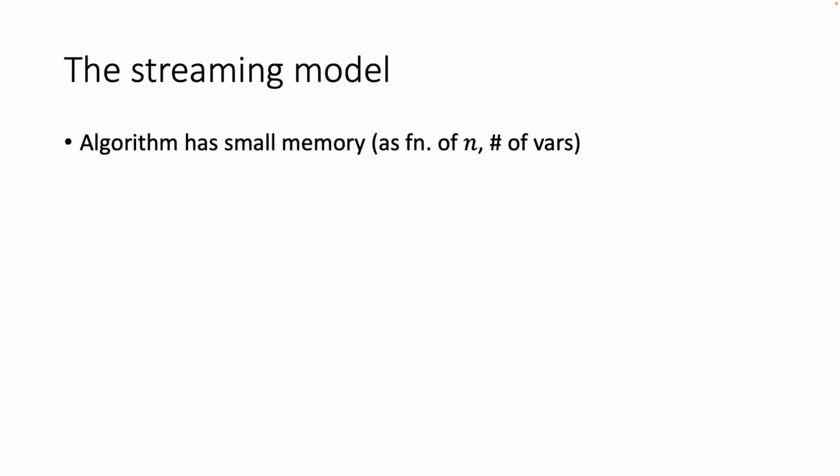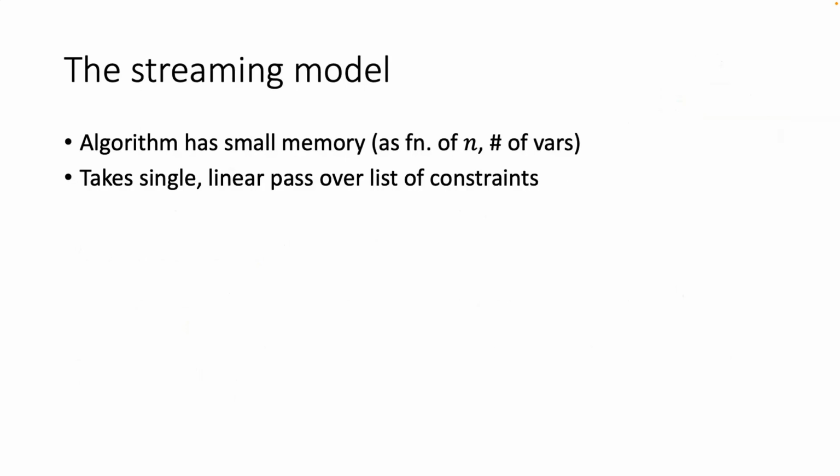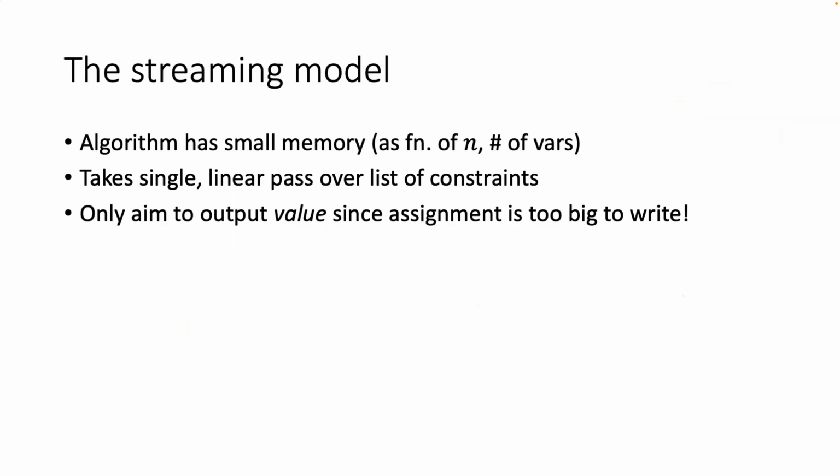In particular, we're going to consider a model where the algorithm that's trying to estimate the value of a CSP instance has really small memory, small relative to the number of variables in the instance, for example, and takes only a single pass over the list of all the constraints. It's important to note that in this setting, if the amount of space that you have is much smaller than the number of variables, you can't even hope to remember an entire assignment to the instance. So we're not asking you to output an assignment, we're just asking you to output an estimate of the value of the best assignment.